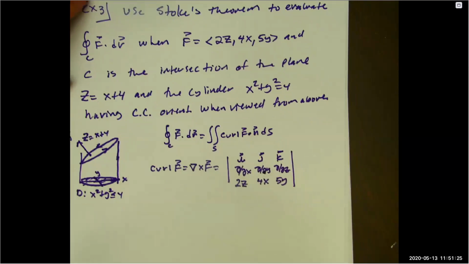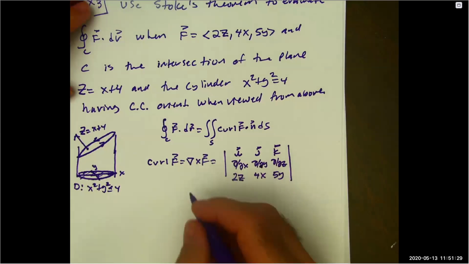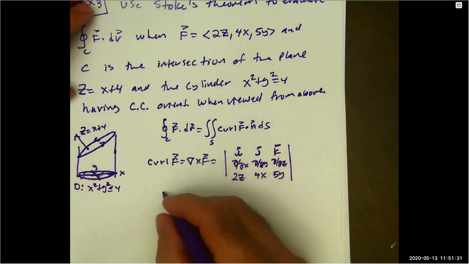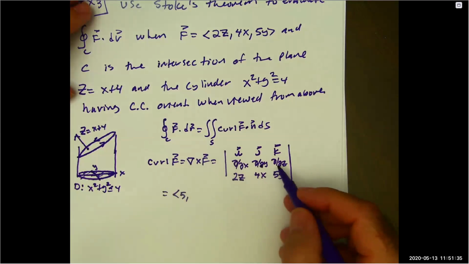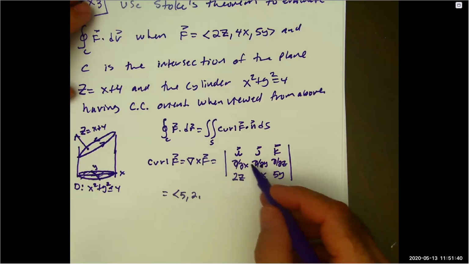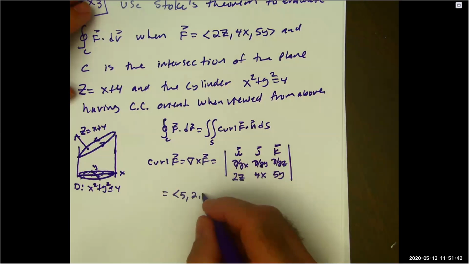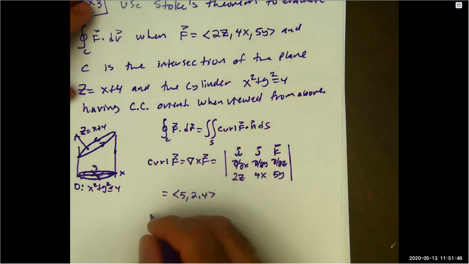All right, so the first one is going to be 5 minus 0, so we're going to have 5. And then 2 minus 0 is 2. And then the last one is going to be 4 minus 0 is 4. That's my curl.